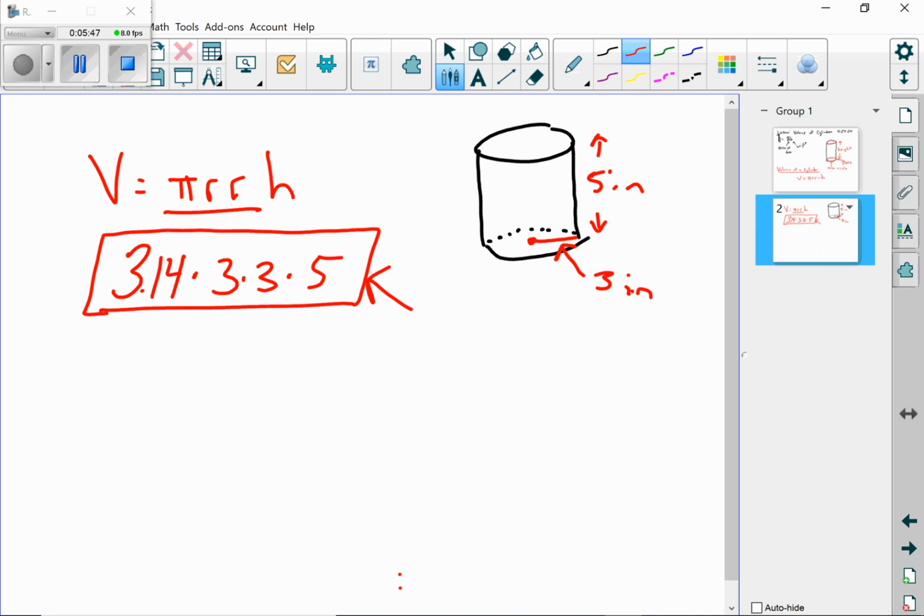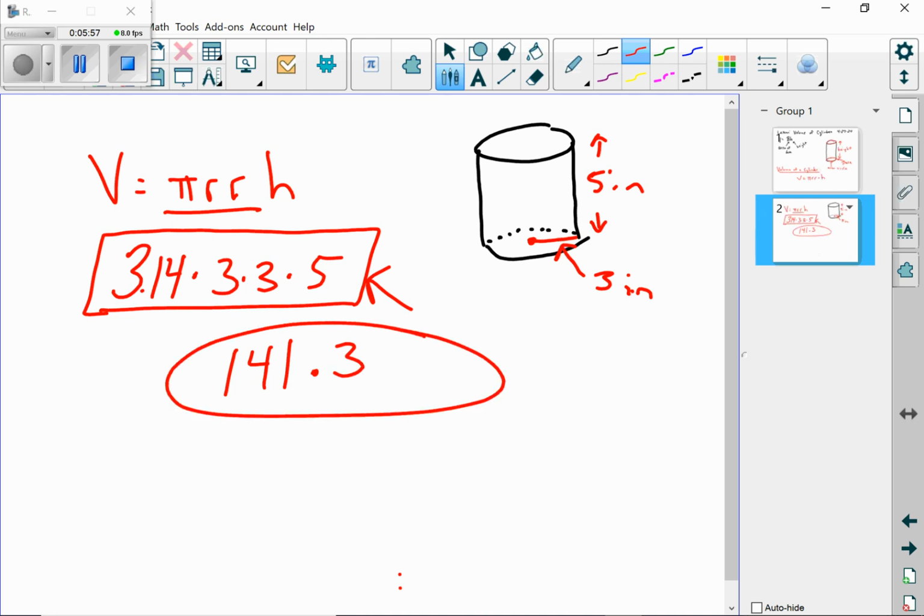And I'm getting 141.3. So 141.3 is the volume. Now, if we're talking about inches, remember what volume is: number of cubic inches, cubic meters, cubic yards, cubic miles, cubic whatever your unit of measure is. Mine's inches. So this would be cubic inches.